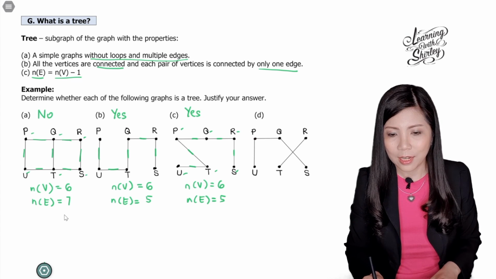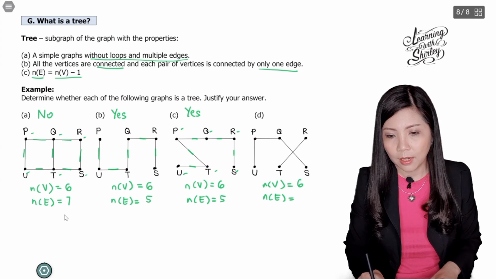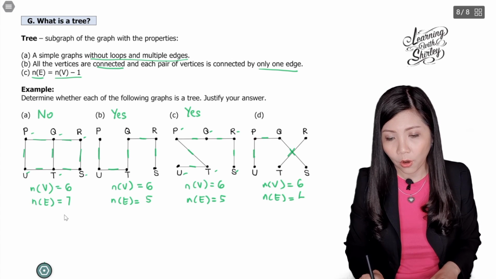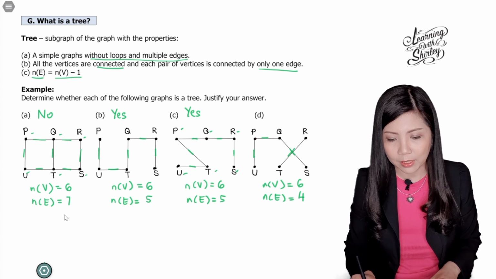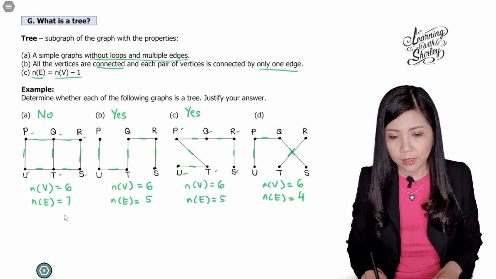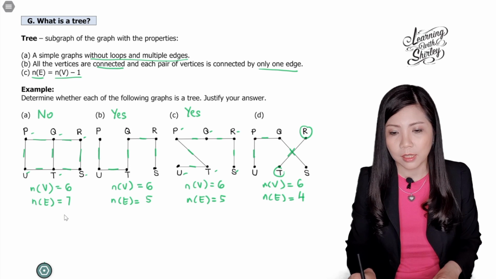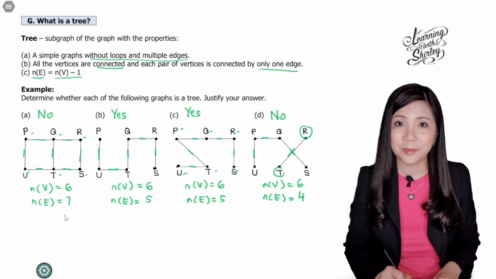Let's look at D. NV and NE. We have P, Q, R, S, T, U, so we have 6. The number of edges will be 1, 2, 3, and 4. So this one doesn't satisfy the formula NE equals NV minus 1. And you see here, this R and this T are not connected to other vertices. Therefore, it is not a tree. So it's a no.